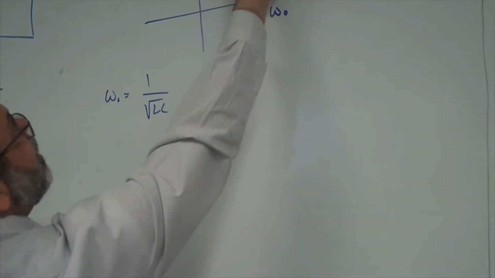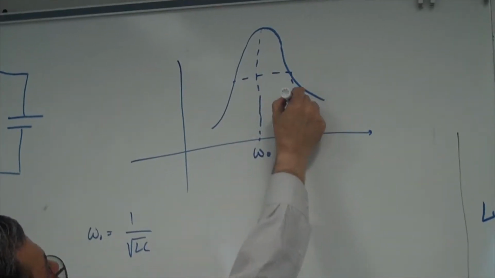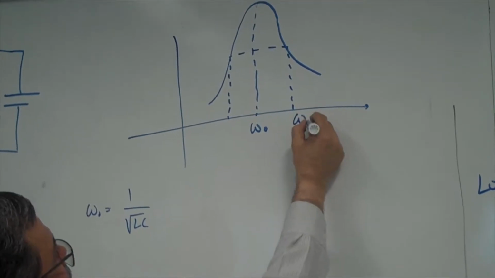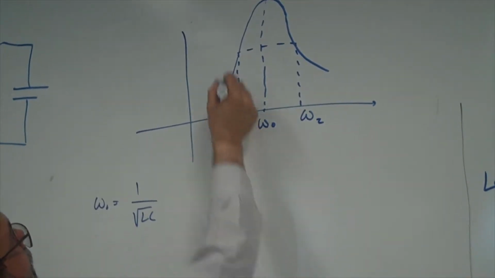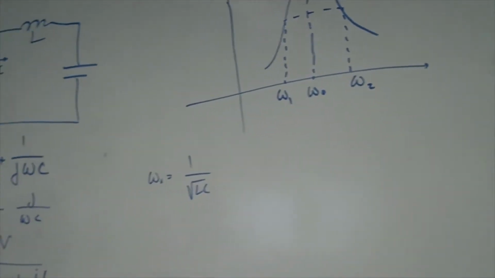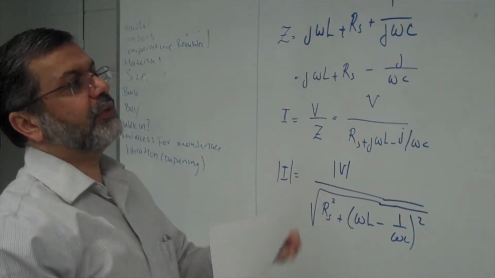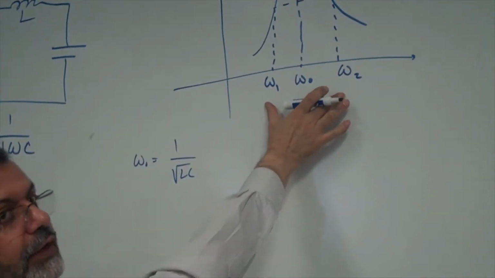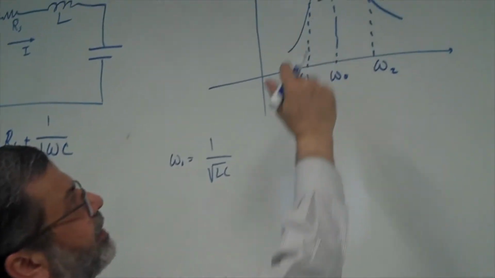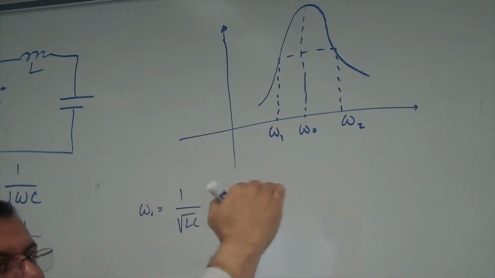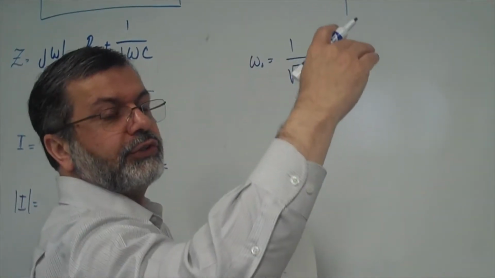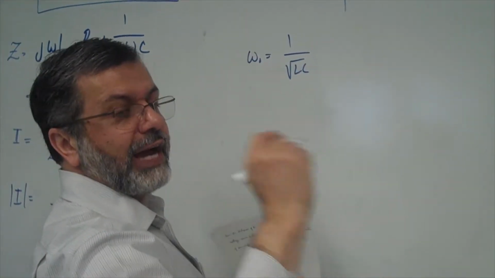That's the maximum. But there are 2 points here which we call the upper 3 dB and lower 3 dB frequencies. This is omega 2, this is omega 1, and they correspond to the half-power points. These two are the ones that we're going to find in our experiment. You'll notice that the power becomes half of its initial value.